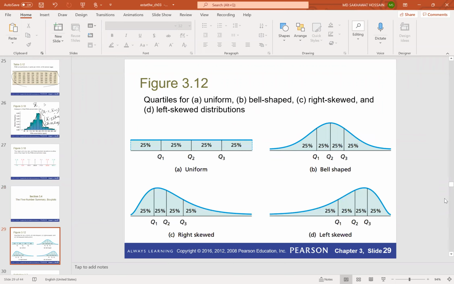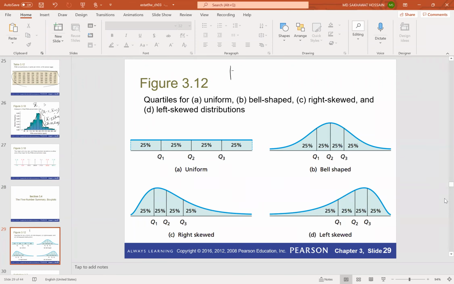So to construct the 5-number summary, you need to first calculate the quartiles. So here are given quartiles for uniform, bell-shaped, right skewed, and left skewed distribution. Before discussing this, actually we need to know what quartiles are. So we already know about median. So what does median do?